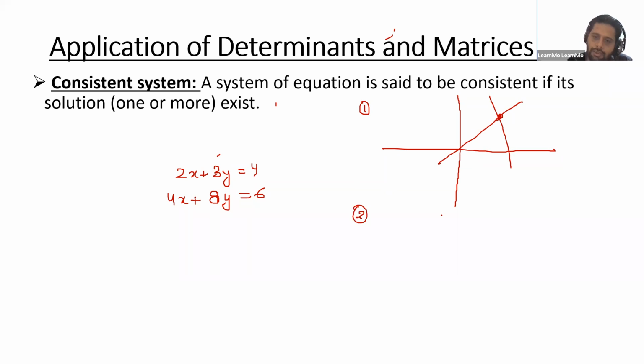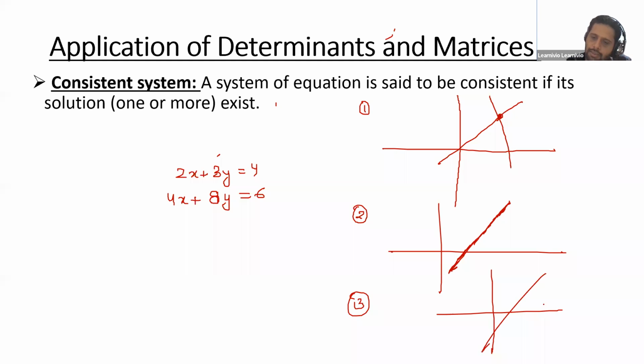Second possibility, the lines will overlap. This is the first line and the second line will lie on the same line. Third possibility, you have two straight lines and they are parallel. So if you draw the graph of linear equations having two variables, then you have three possibilities: the lines can intersect, the lines will overlap, or the lines will be parallel.